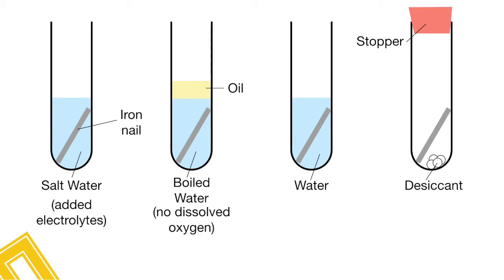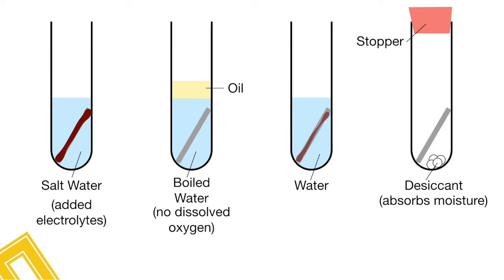The third one here is just our plain water, and our last one has a stopper on top and some desiccant in the middle, down the bottom. The desiccant absorbs the moisture, so no more moisture is going to be getting in, so it's completely dry conditions in there. The result, as you'd anticipate, is that we're going to get rusting occurring on the first and third one, and nothing on the second and fourth.